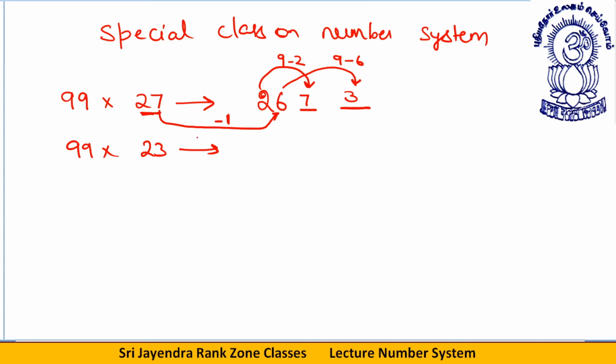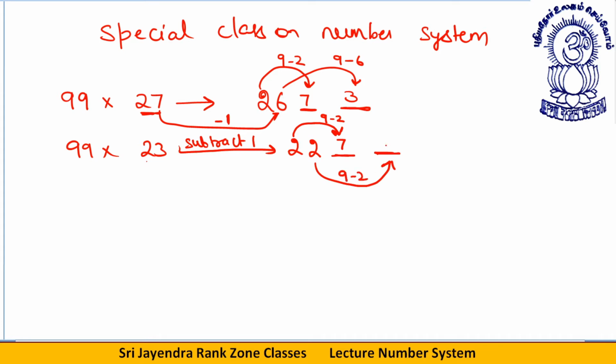Again, 99 into 23. What I will do? Subtract 1. If I subtract 1, what I will get? 23 minus 1 will give me 22. Now there will be two more places. Here what will come? 9 minus 2. What is 9 minus 2? 7. Again, here what will come? 9 minus 2, 7. This is the product.